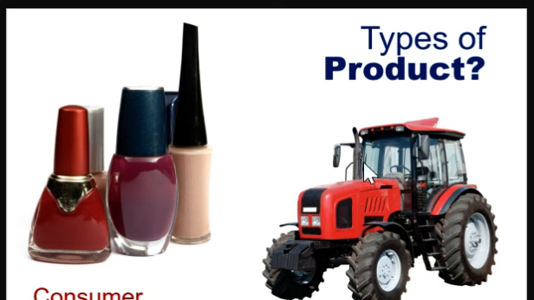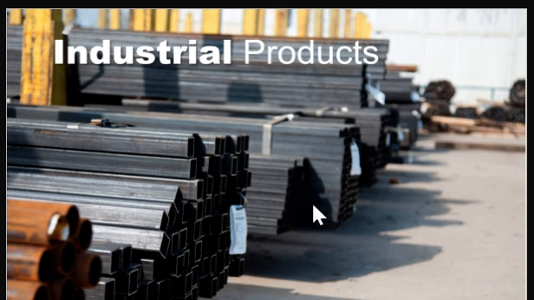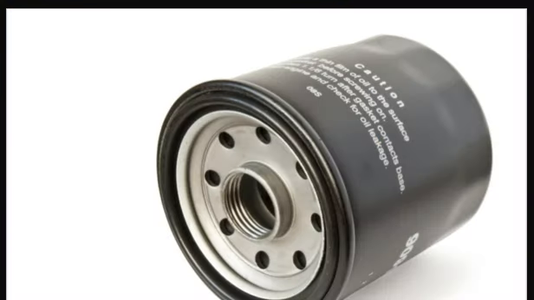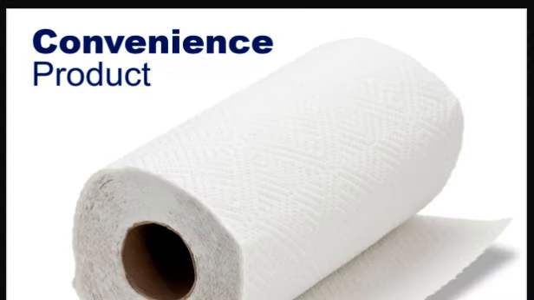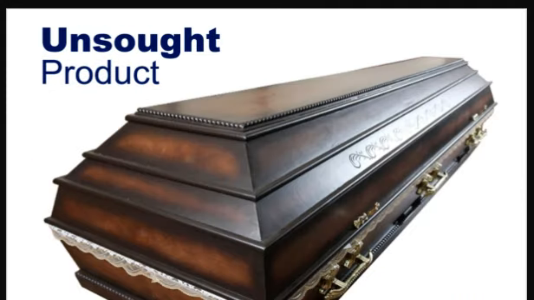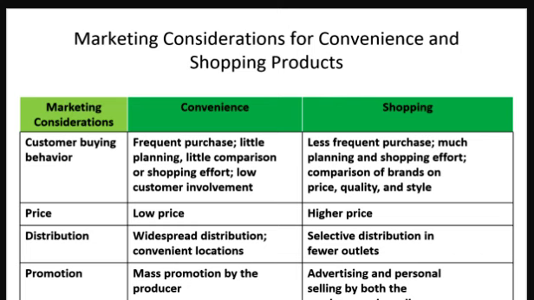And this is consumer product, and this is industrial product. This is an example of industrial product, raw material. I'm just trying to show you the concepts graphically. Capital items, equipment, supplies and services. And these are the convenience products, unsought products. And here are the marketing considerations for each category.